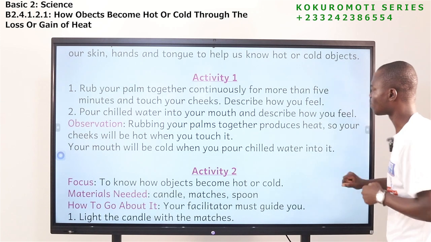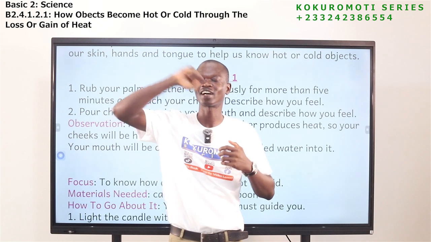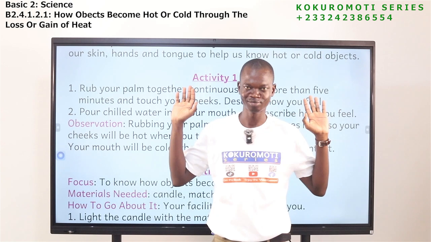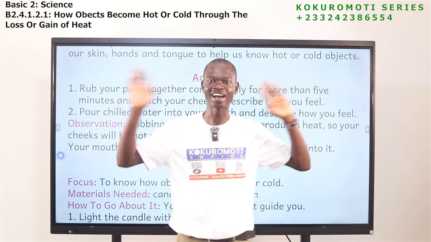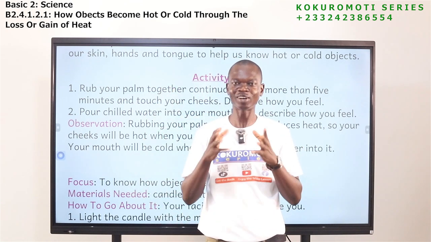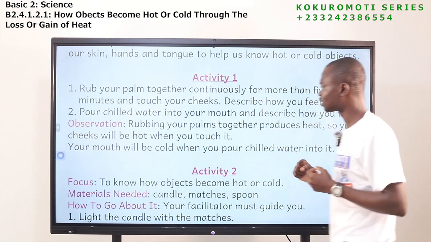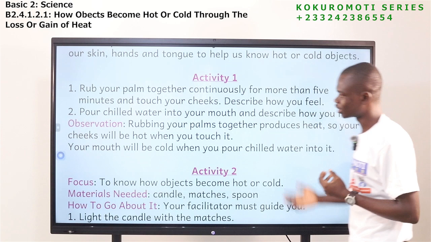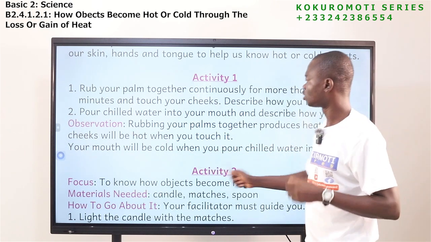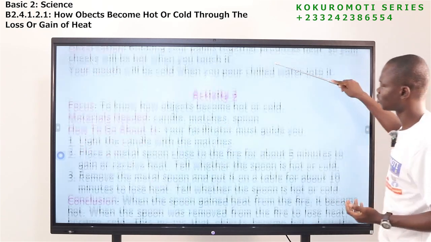Okay, now the second one. Pour chilled water into your mouth and describe how you feel. That one, everybody knows that if you pour chilled water, chilled Coke, chilled Fanta, chilled Sobolo, chilled, no appetition. I beg you, no alcohol. Don't pour any chilled appetition or alcohol into your mouth. I'm talking about water. Pure water. So you see that when you pour it, your mouth will not be hot, but rather it will be what? Cold. So rubbing your palms together produces what? Heat. So your cheeks will be hot when you touch it. Your mouth will be cold when you pour chilled water into it.